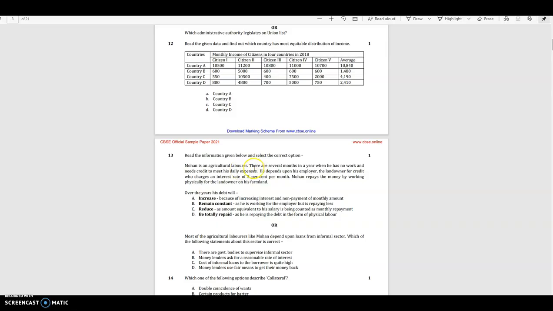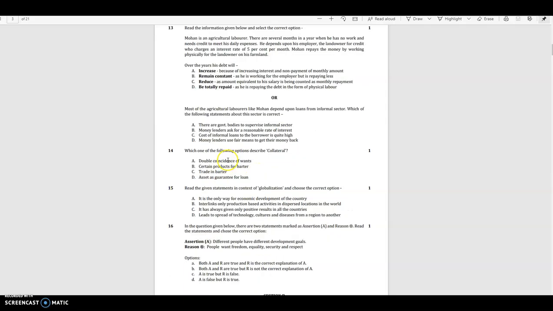So what is the question? Over the years, his debt will increase because he has no work and he needs credit to meet his daily expenses. Then next one, most of the agricultural laborers like Mohan depend upon loans from informal sector. Which of the following statements about this sector is correct? First option, there are government bodies to supervise informal sector.